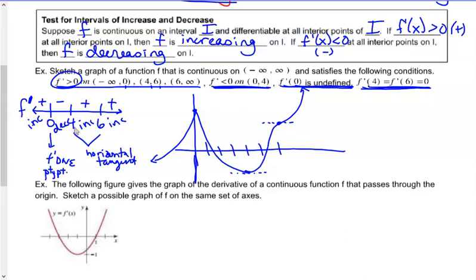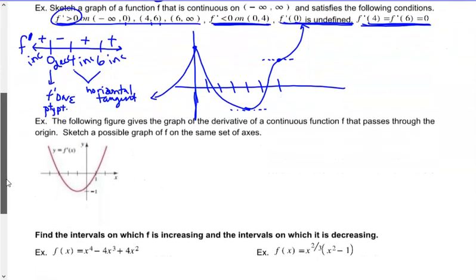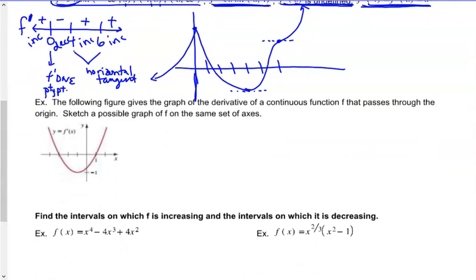Okay, so I like to see these number lines like this. This helps me kind of get myself organized so that I know what to do from there. So let's look at this. Given a graph, can you determine an original graph? This is the derivative graph. Can we then determine a sketch of an original function that satisfies all of these?